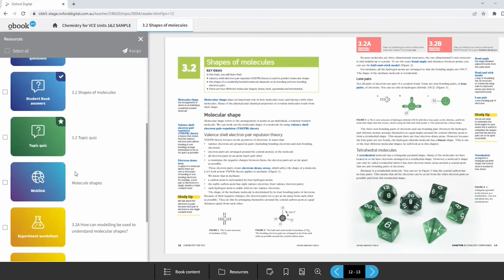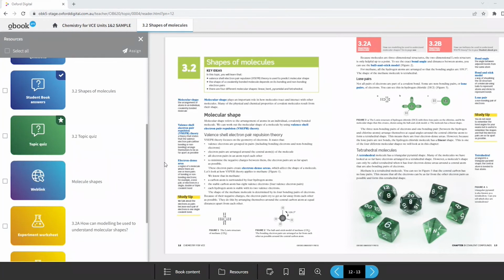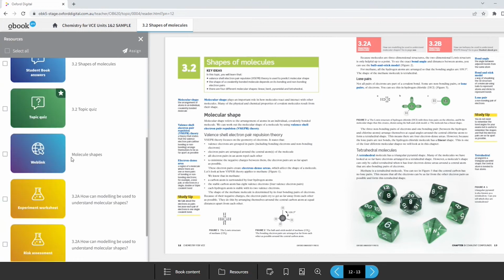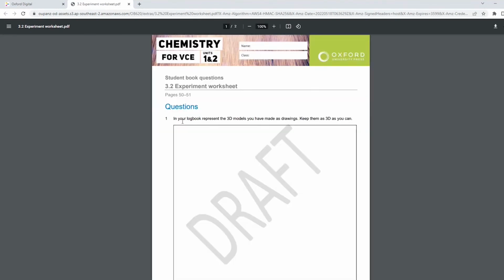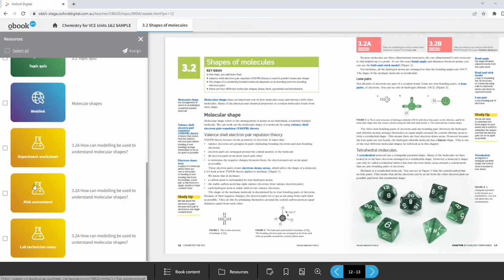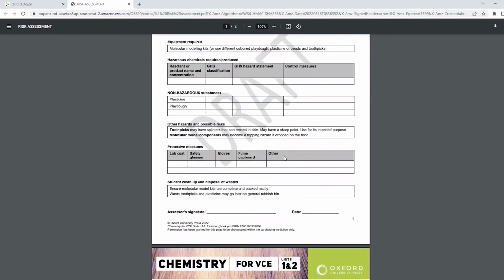You'll also find auto marking digital quizzes for each topic. I don't have time to show you these today, but we'll be having a full product walkthrough on the 14th of June. So if you're interested, I'd encourage you to come along to see the whole suite of resources that we have to offer to help support your teaching. You'll be able to access any relevant web links here, as well as those resources attached to experiments, like the experimental worksheet, which will also be editable like this, as well as risk assessments and lab tech notes. So I'll just give you a quick look at these.